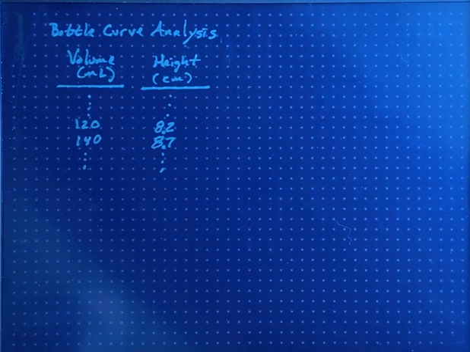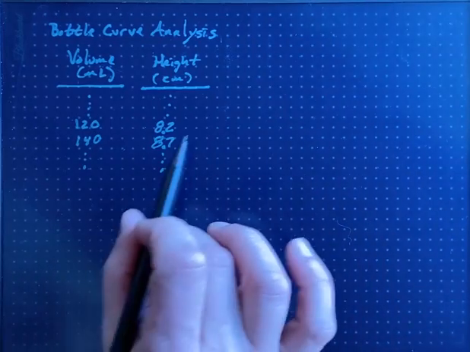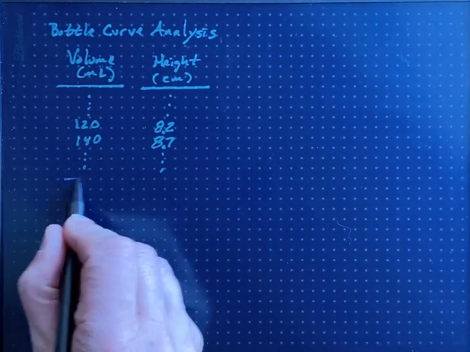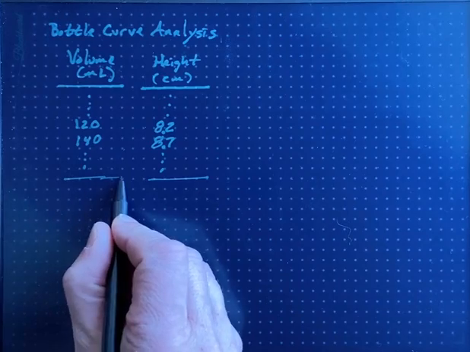In this video, I want to show you how to analyze some bottle curve data in order to figure out the diameter of the bottle. So imagine you're filling a bottle by slowly pouring in uniform amounts of liquid, water, and measuring the height to which the water level rises each time you add the amount of water. So I show here in this table a little snippet of the data you might collect.